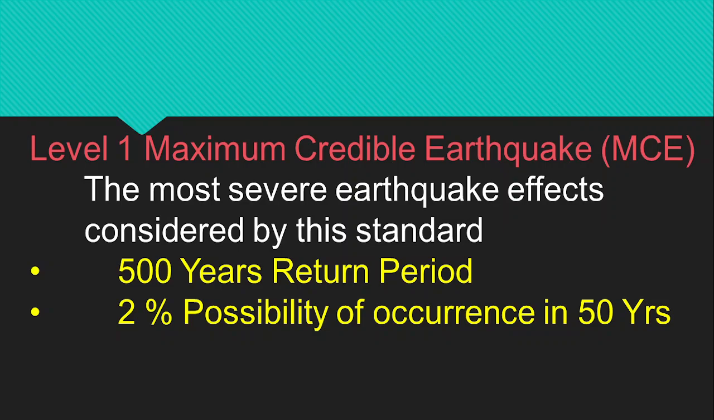So far as the occurrence of the maximum credible earthquake, that is the earthquake having a magnitude exceeding 8 and more. For these types of earthquakes of magnitude 8 and more, there is only a small possibility, that is 2% possibility of occurrence within 50 years of time. So this is the MCE.